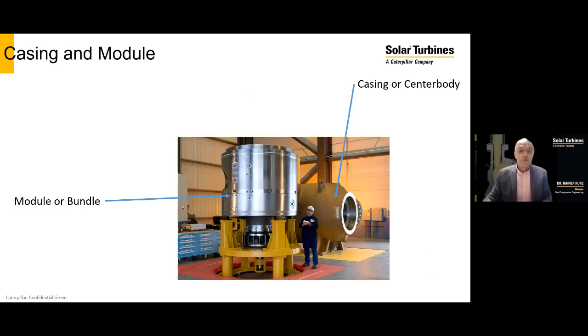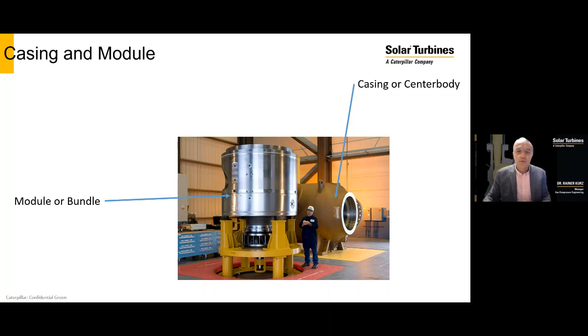Now, you may remember one of the earlier slides where I showed how the bundle, which is the aerodynamic, stationary, and rotating parts, can be moved in and out of the casing. So this picture here shows such a module or bundle, and this is the casing or center body into which this bundle can be inserted. And you can see that essentially I can move the bundle in and out without having to disconnect the casing from the piping.